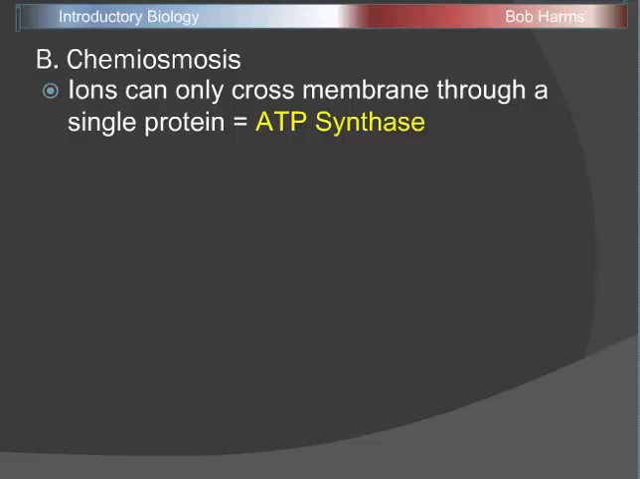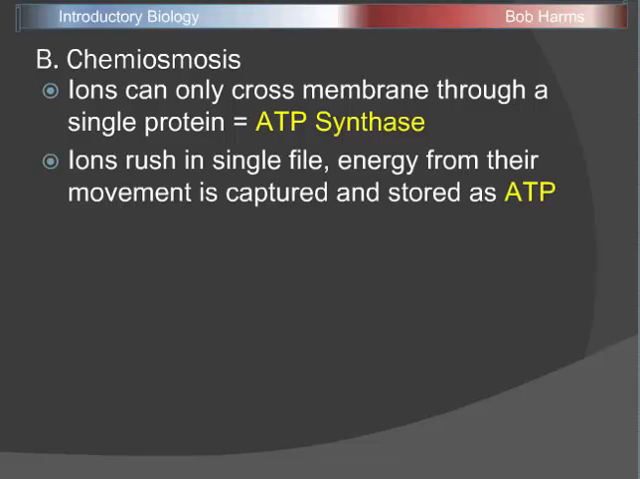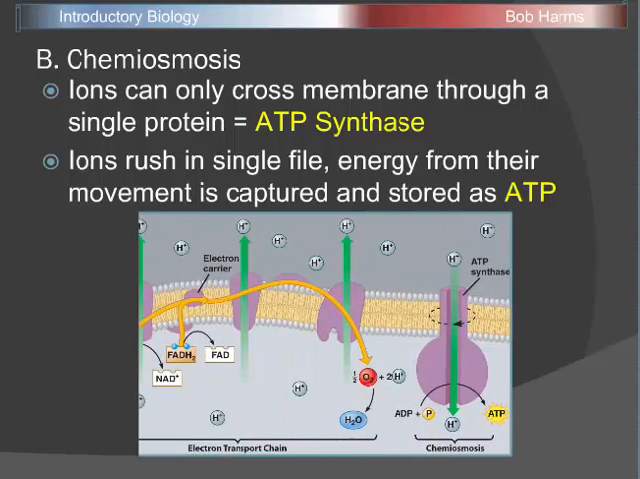And so as H pluses come rushing through, they can only fit single file through this protein, and they're going to rush through with a lot of force and energy because of this strong concentration gradient. And as they do, they turn the little protein turbine, and that turning of that turbine is going to generate energy that can be stored up as ATP. So again, very analogous to our dam.